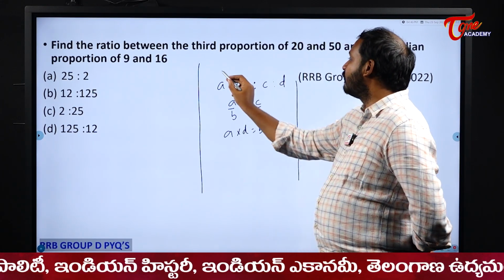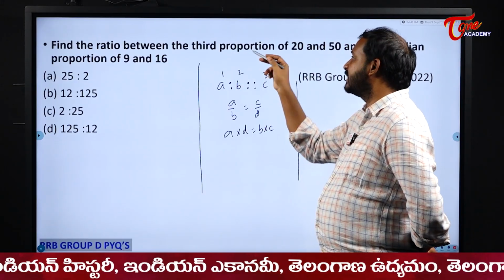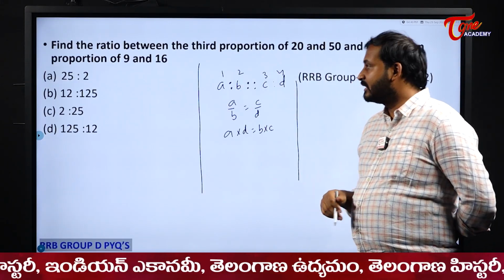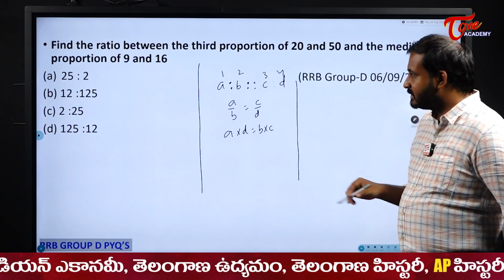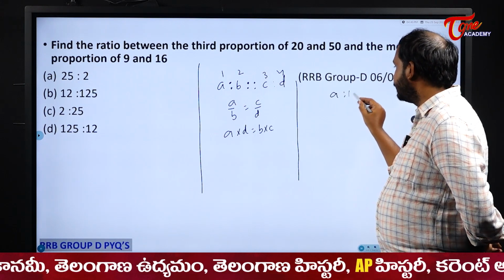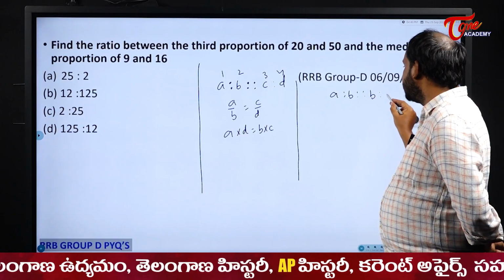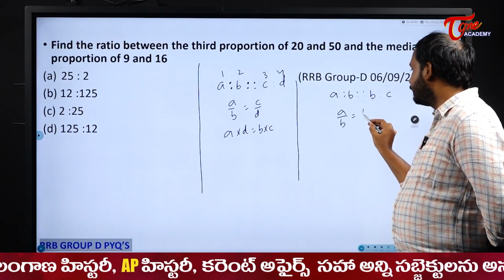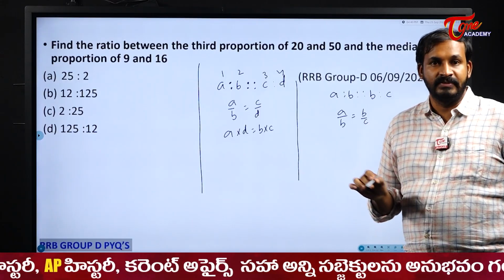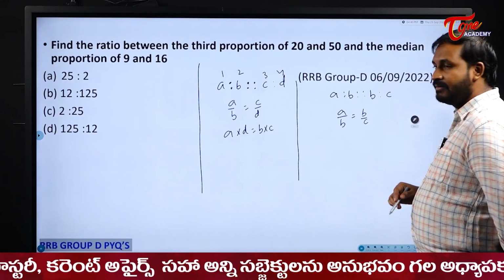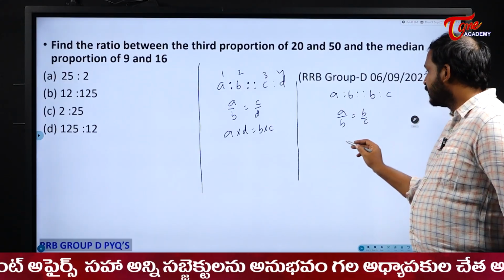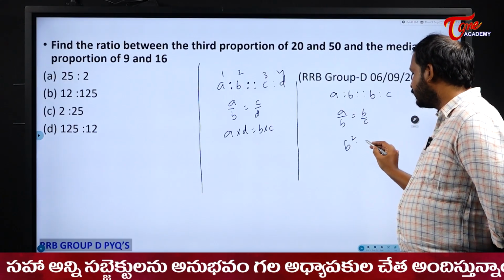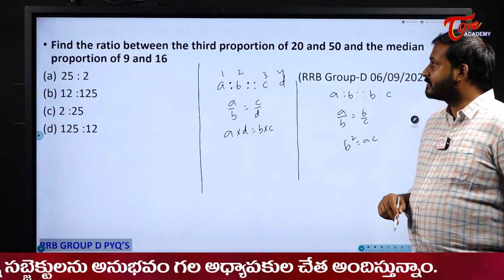But sir, we have 1, 2, 3 and 4 proportionals, but here they are telling third proportion only. When we have the third proportion, usually A is to B is proportional with B is to C. That means A by B is equal to B by C. That is mean proportion. We call it as mean proportion. So B square is equal to AC.